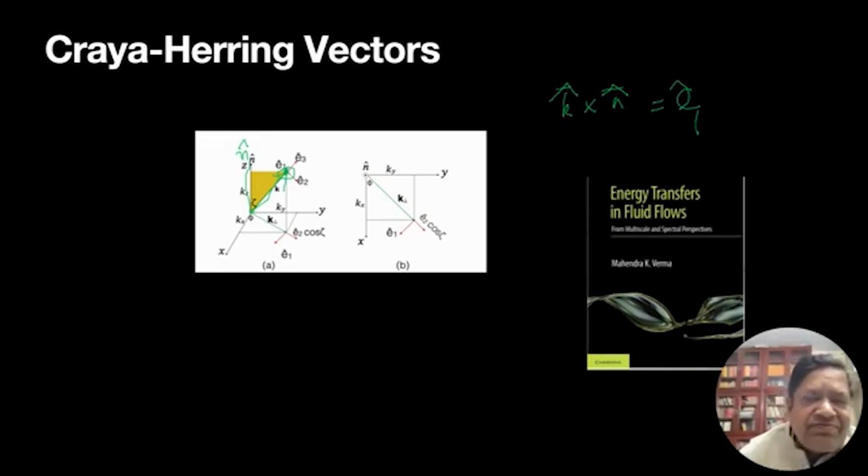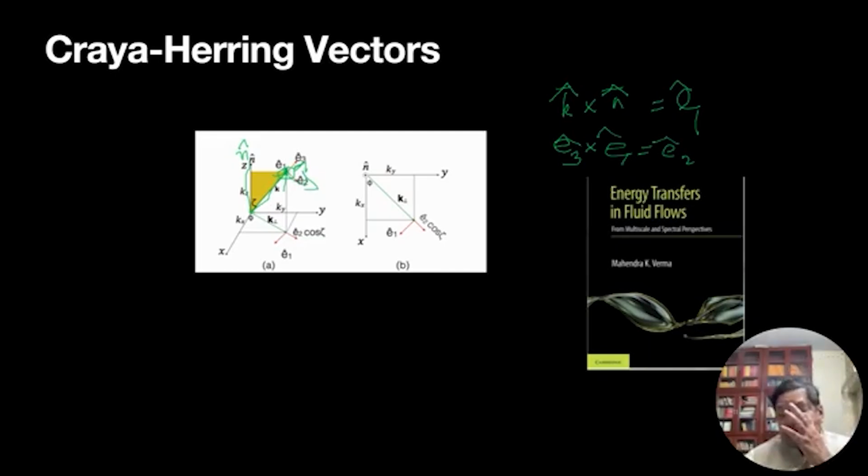Then e2 is e3 cross e1. So what is e3? e3 is along the k vector, e3 is along k hat. So e3 cross e1 is e2. It is in that direction, e2. So we have three basis vectors, e1, e2, e3. e3 is along k, and e1 and e2 are perpendicular to k.